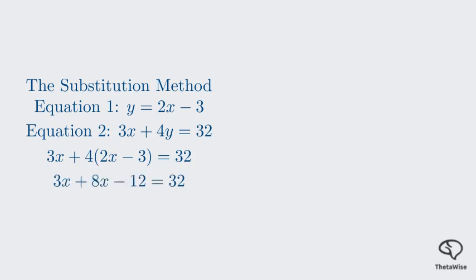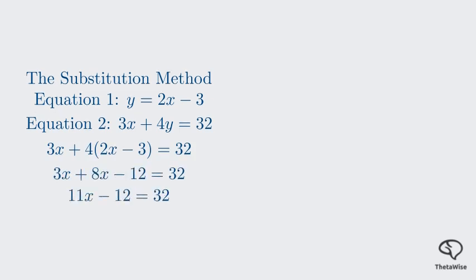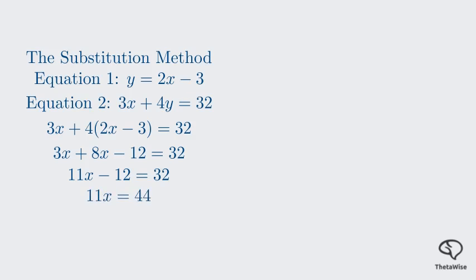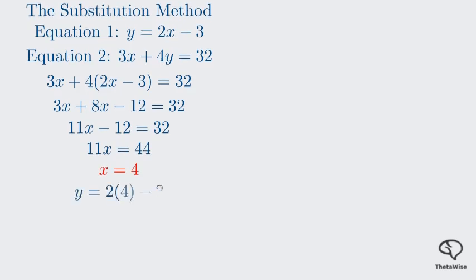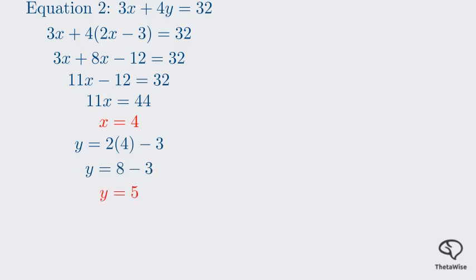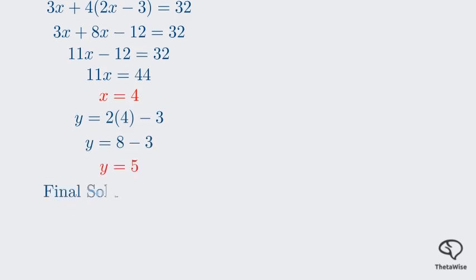Now we expand the brackets. Combining the like terms, 3x and 8x, gives us 11x. Next, we add 12 to both sides of the equation. Dividing by 11, we find that x equals 4. To find y, we go back to our very first equation, which was already set up for y. This becomes y equals 8 minus 3, which is 5. So our coordinates for the solution are 4, 5. Substitution is a reliable method that avoids the need to multiply entire equations to match coefficients.